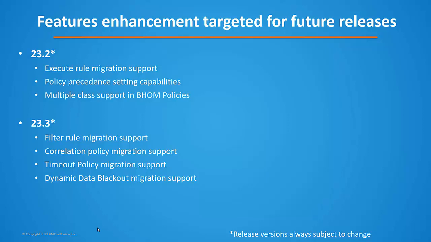Okay, and then in the 23.3 release, which will be coming after that, we'll gain filter rule migration support, correlation policy migration support, timeout policy migration support, and dynamic data blackout migration support. And I just want to note here that release versions are always subject to change. These could always come at a different time.